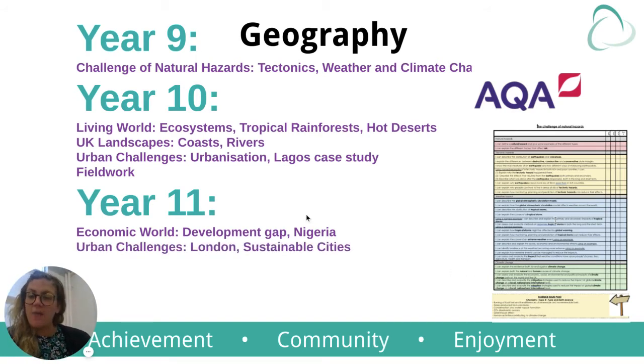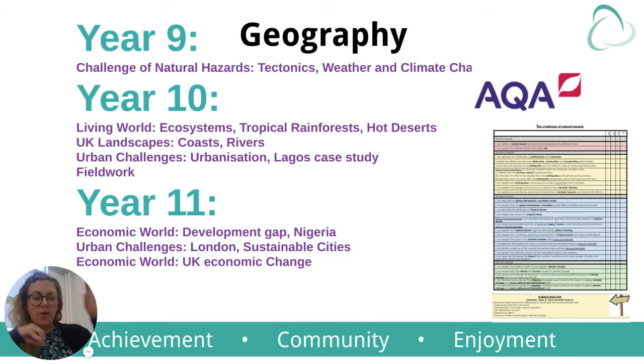We then look at urban challenges. We go back to that unit and we look at the London side of it. And then we look at the UK economic change. So we group these different topics together to help it make a bit more sense for students. Then we go on to the final unit called resources.